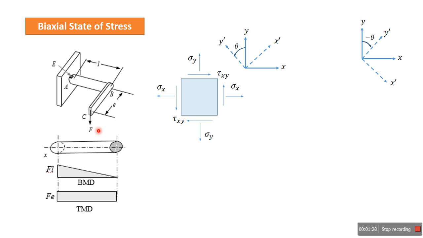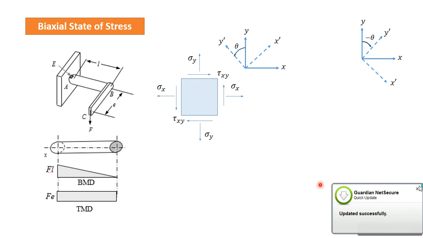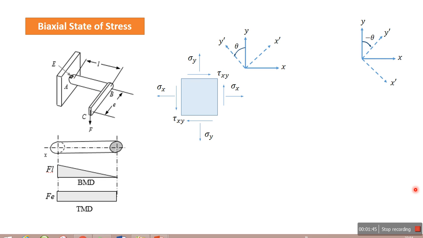There is another effect of load, that is transverse shear here, but we will neglect transverse shear because it induces very little stress as compared to the bending stresses and twisting torsional stresses. So generally we neglect that. Here also we will not be considering the effect of this transverse shear that will be there at this point E. In this particular case, the bending moment diagram and twisting moment diagram are shown here over the length AB.